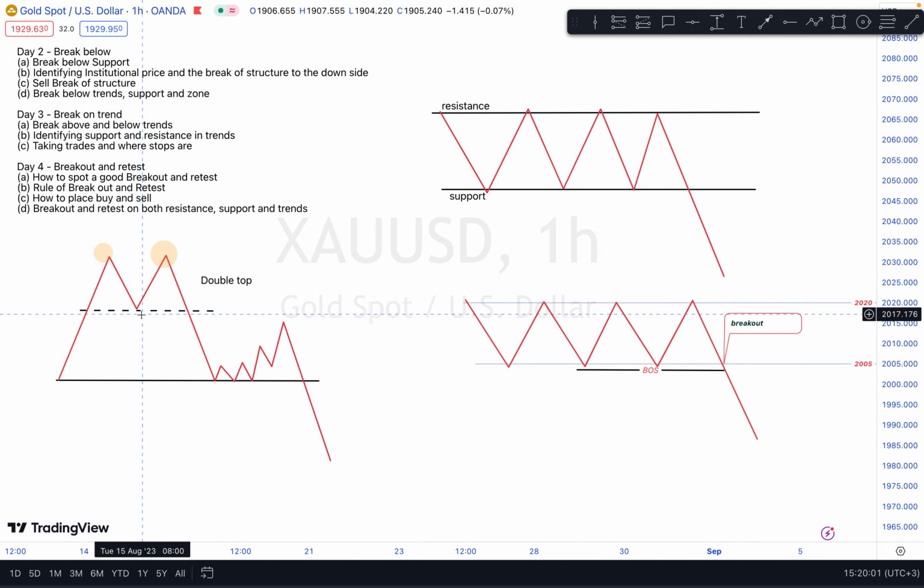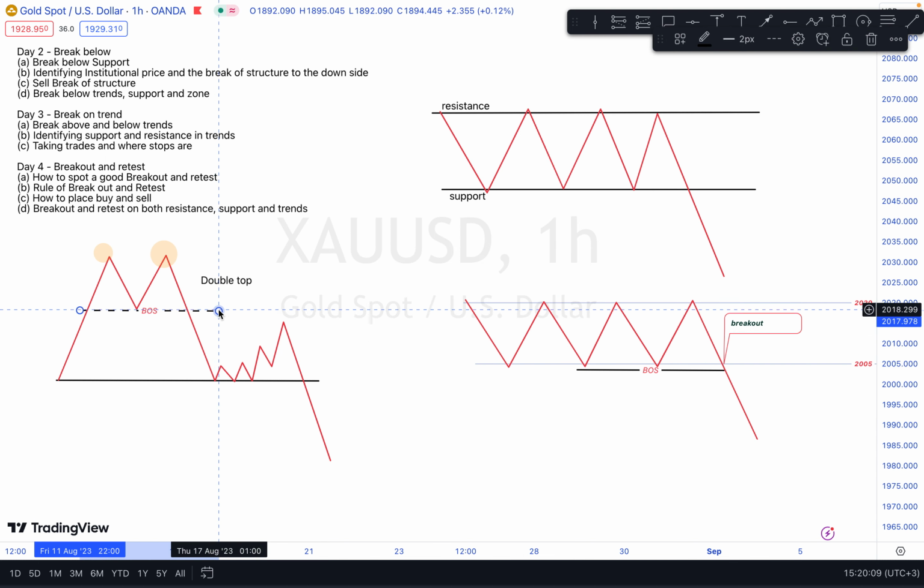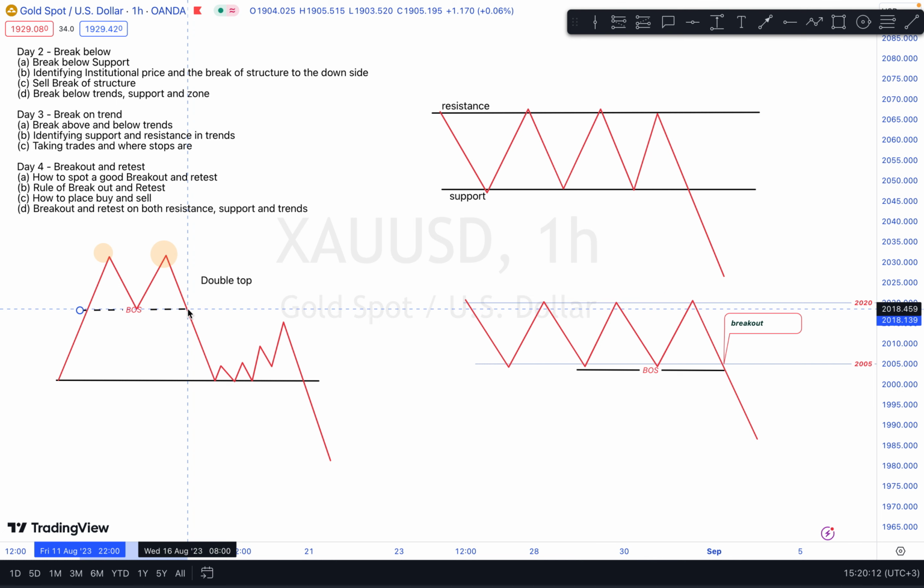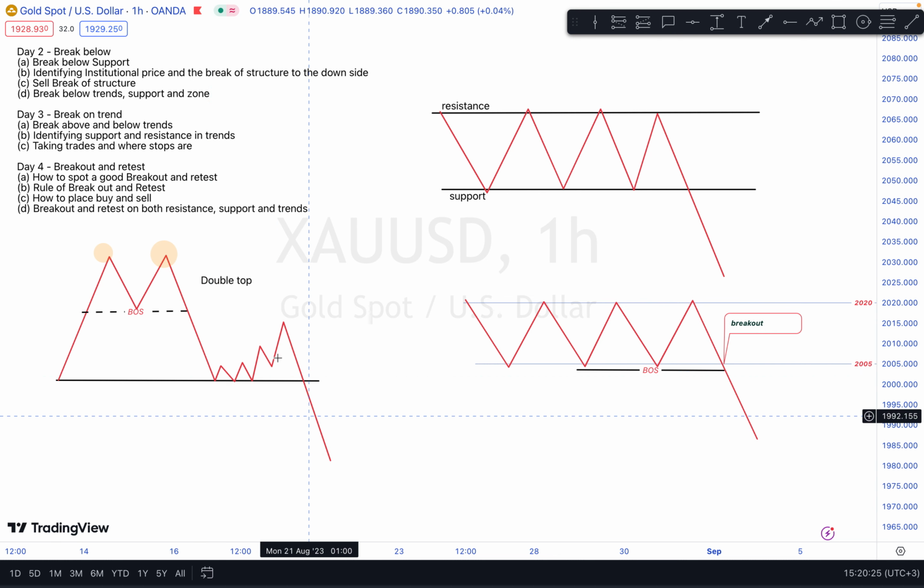Now here also serves as what? It serves as BOS, because the structure has been broken. The structure on our neckline has simply been broken. So this is our BOS, and our two tops are there. We came back to what? The support over here. Here is a support, here is also a support. But don't forget, we have a principle of support changing to resistance.